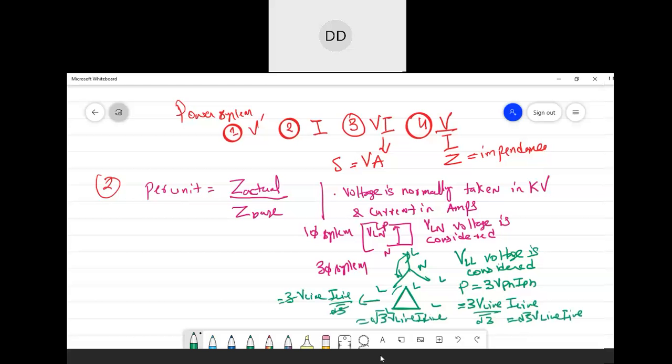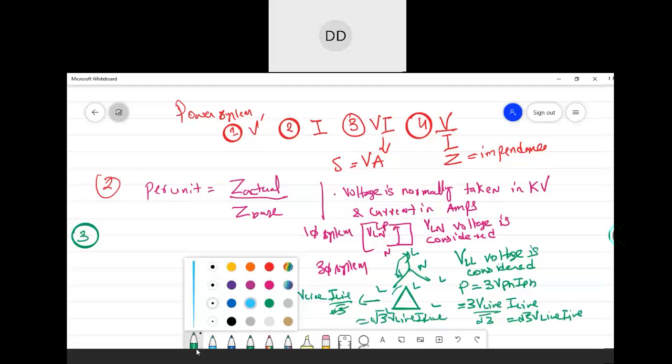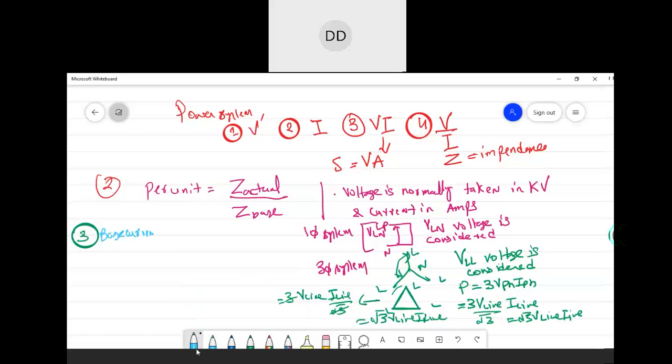So the third point to understand is the per unit value, that is our base current. I write my base current in amps, and I express this in terms of base KVA single phase. Now let's consider the single phase system, and base voltage. The base voltage by default would be in kilovolt line to neutral, because voltage is normally taken in kV.